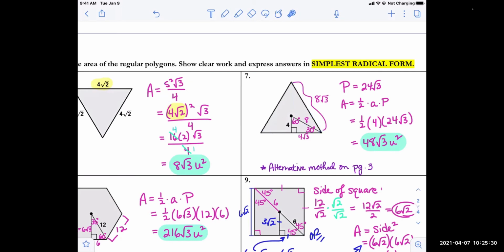What you need to be really careful about is making sure that you correctly multiply the 4 root 2 when you're squaring it. Or if you were to do this one by s squared root 3 over 4, when you square 8 root 3, make sure you square the 8 and then also multiply by 3. Okay. Another option is to just do the 1/2 base height.